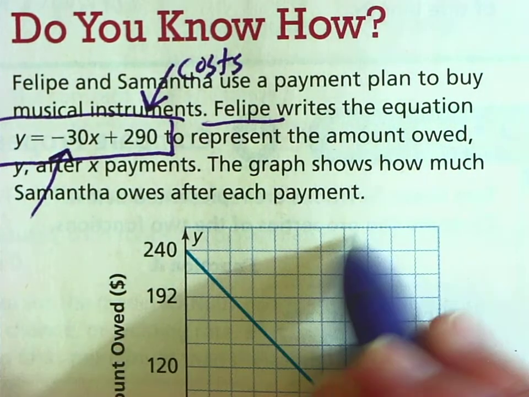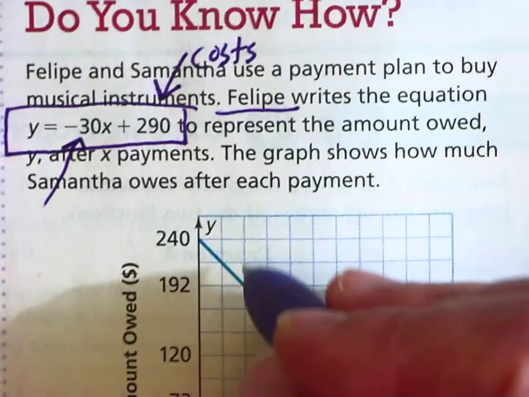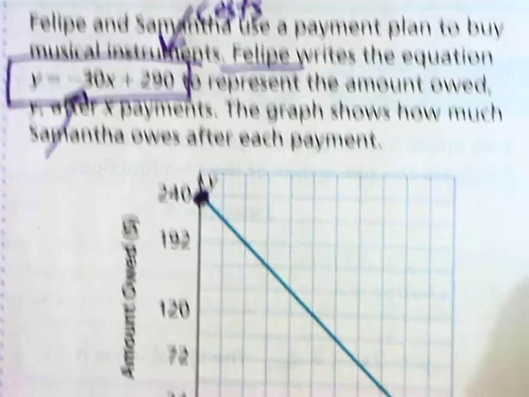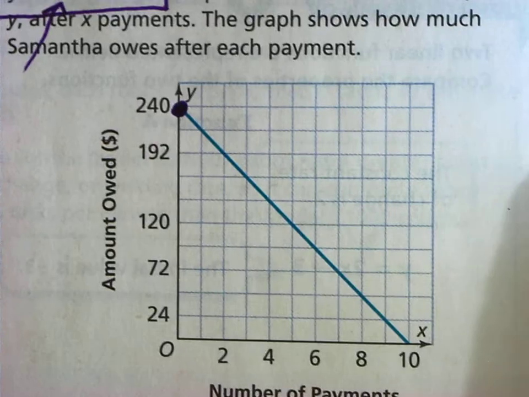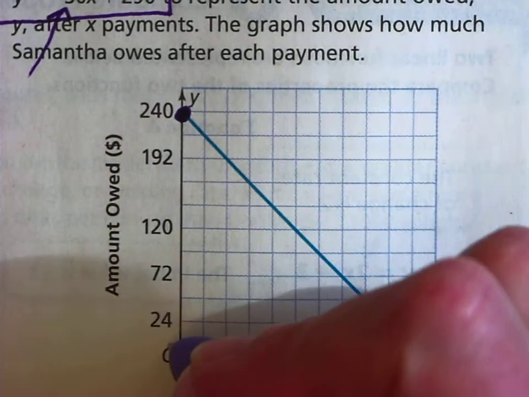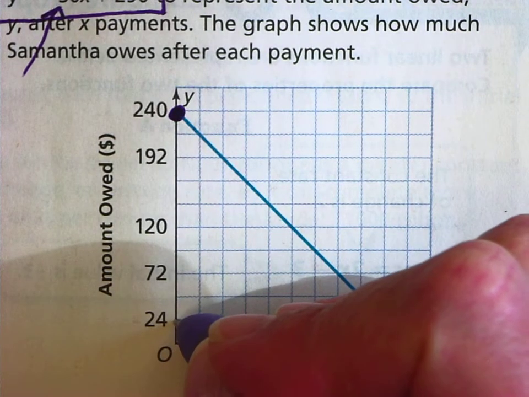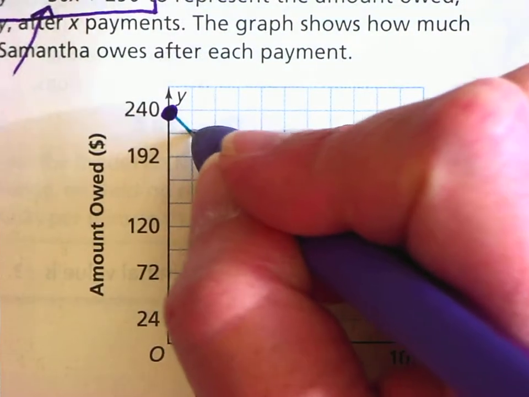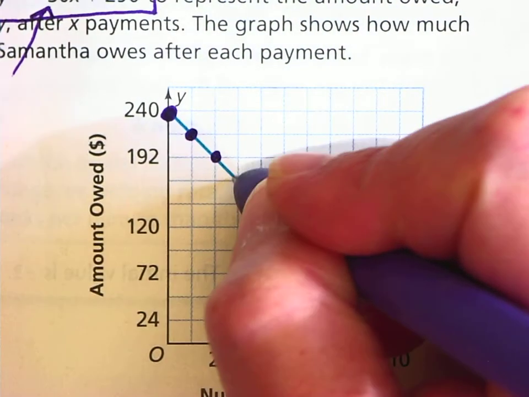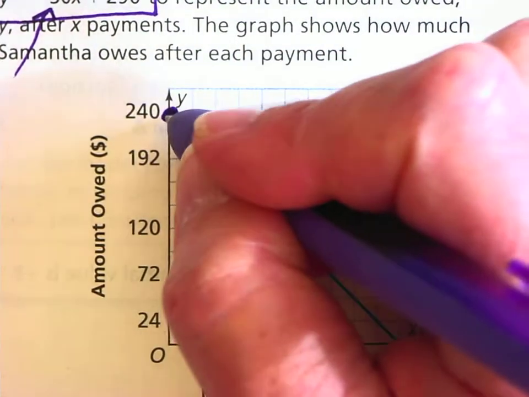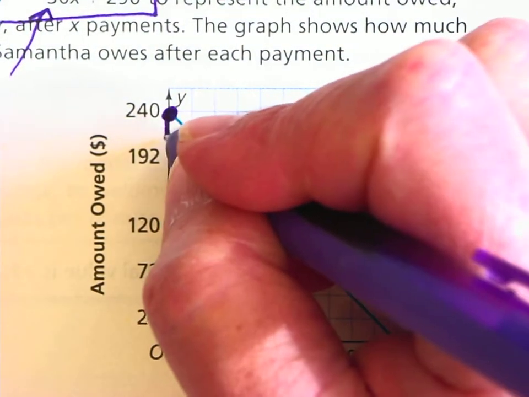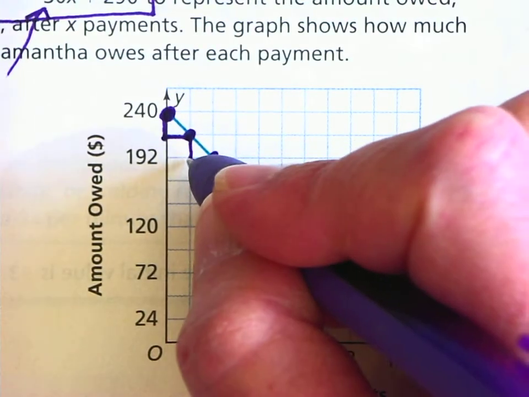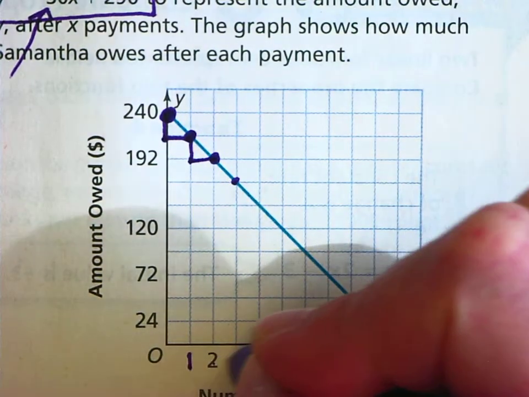Okay, so Samantha is the graph. So her instrument costs $240. That's where her amount starts. And then folks, to figure out what she pays each month, look right here. Every line is counting by 24 because it goes 0 to 24. So if every line's counting by 24, you're going down $24 and over 1. Down $24 over 1 each month.